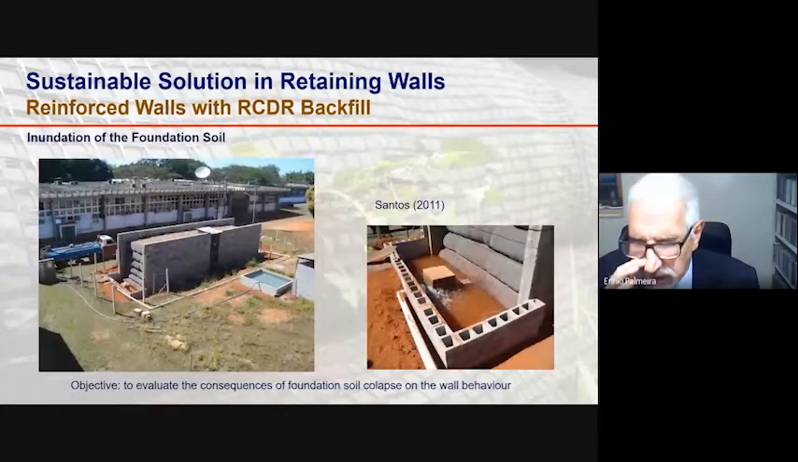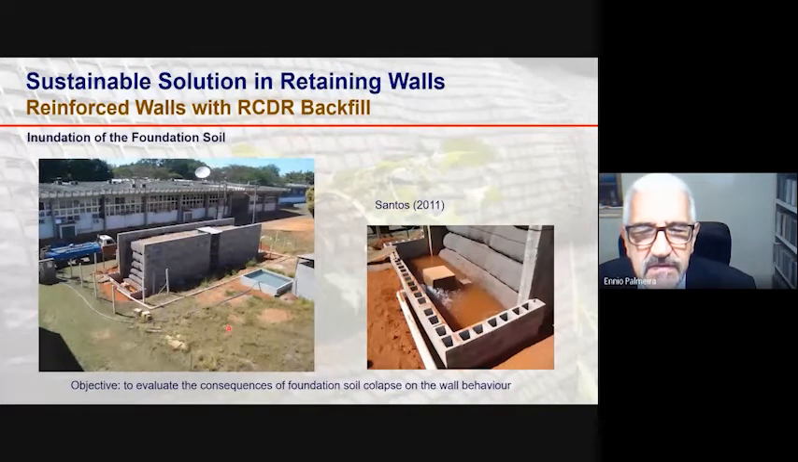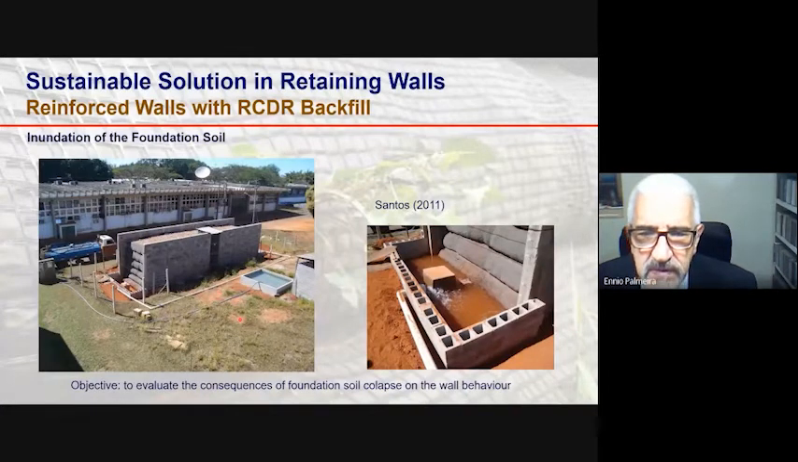Because the walls were constructed on a collapsible soil, a part of the investigation also studied the influence of the foundation soil collapse caused by inundation. This type of soil, its fabric structure can collapse when you increase the moisture content. So these pools here allow the inundation of the foundation soil, because at the base of the walls there was a drainage layer, so the water could infiltrate the foundation soil, causing its collapse. So the objective here was to check the performance of the wall under the conditions of foundation soil collapse.